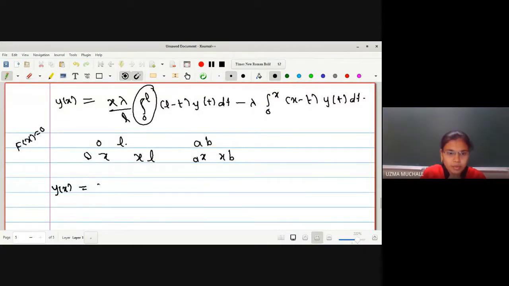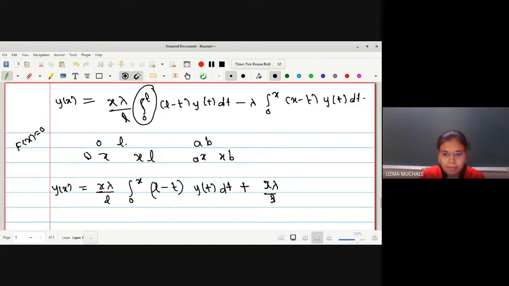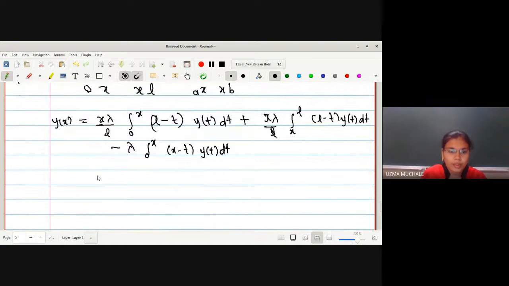y of x is equals to x lambda upon L, so this is with 0 to x. The same term we write: (L minus t) y of t dt, plus the same term from x to L of (L minus t) y of t dt, minus lambda integration 0 to x of (x minus t) y of t dt. Now we can combine the 0 to x y of t dt.